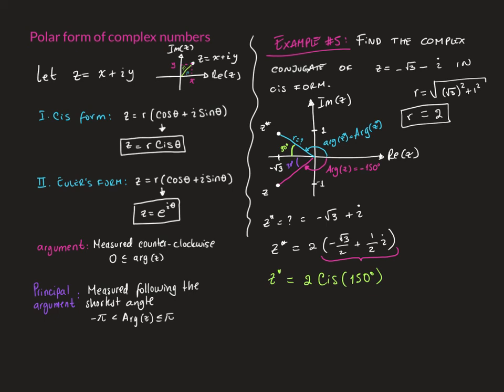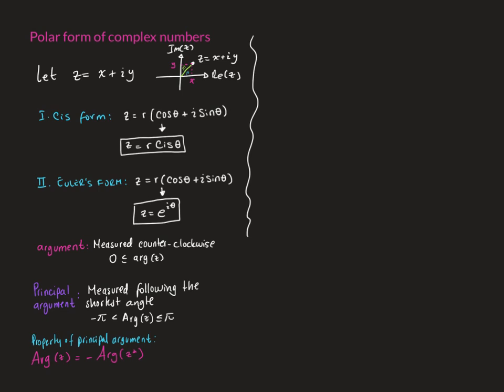So notice how the principal argument of a number is of opposite sign from the argument of its complex conjugate. So this is a very important property. If you want to find the argument of a complex conjugate, but you only have the argument of the original number, then all you have to do is change the sign of that argument.